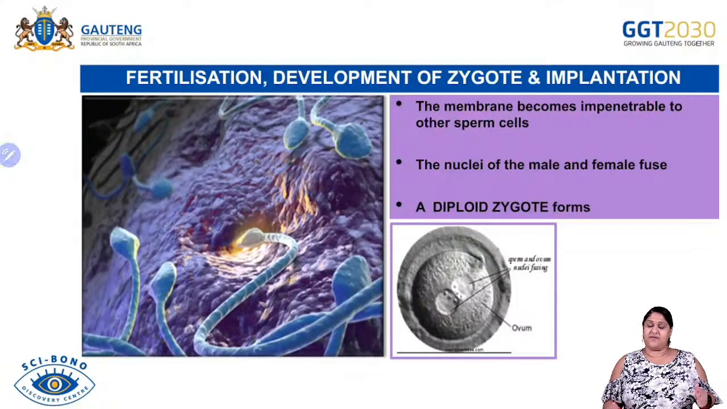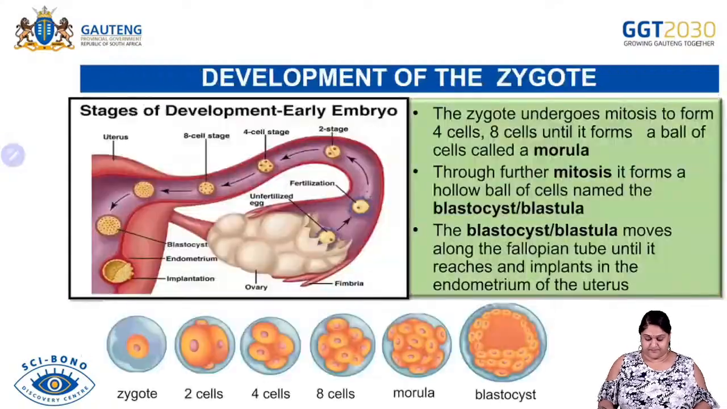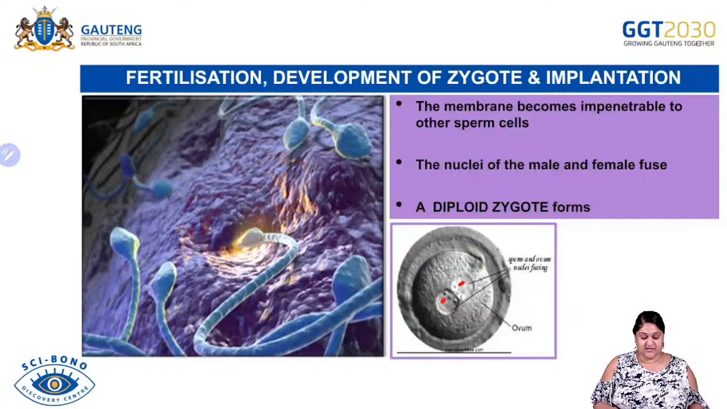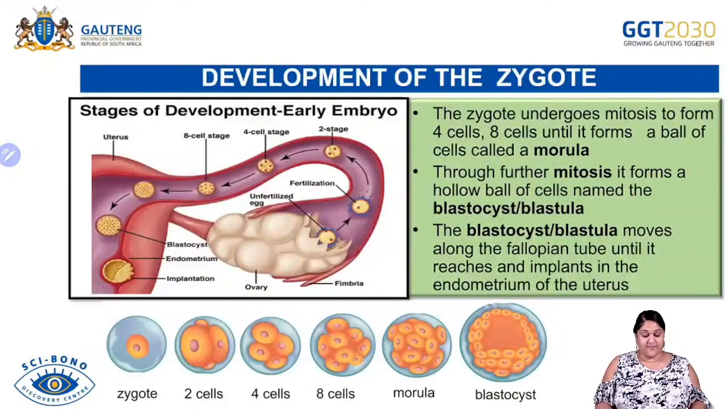So now that the head has entered, the barrier is formed so that other sperm cells cannot enter, and the two nuclei fuse, and then we're going to have the development of a diploid zygote, which is shown in this picture over here. This picture is showing us the sperm and the ovum nuclei. Here's a nucleus here, here's a nucleus here, and they're showing us that they are fusing. It's actually a very nice little micrograph. Now we've got the development of the zygote.